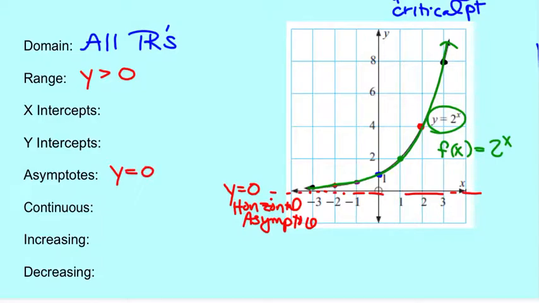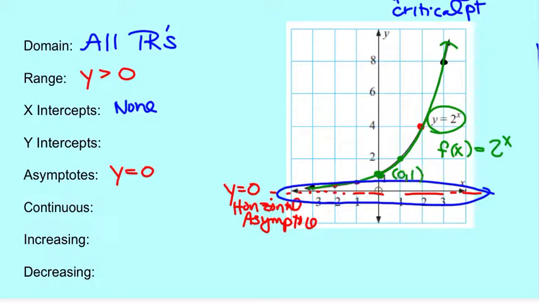X-intercepts. Are there any x-intercepts? Does anything touch along the x-axis here? No. Nothing is going to be able to touch. And then on the y-axis, you have a y-intercept right here of over 0 up 1, which also is your critical point. Notice that this graph is continuous, yes. It doesn't stop and then start back up again. And it's increasing over time.